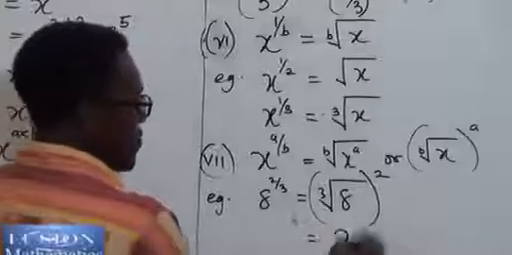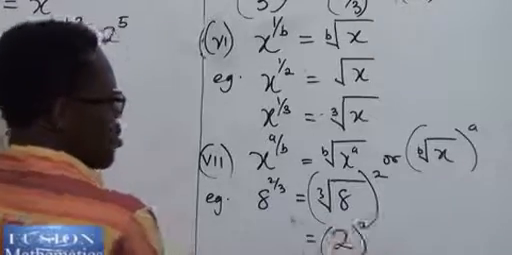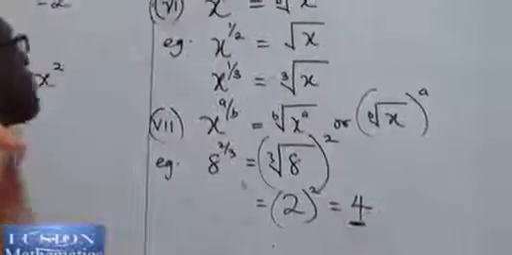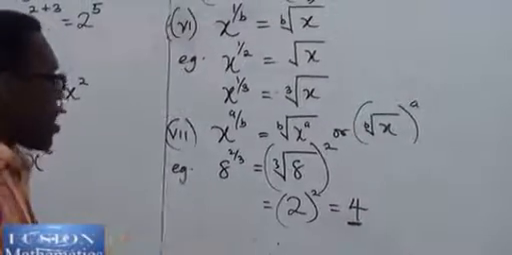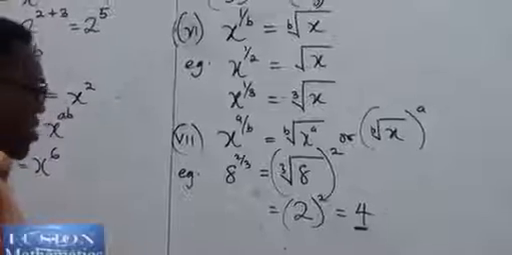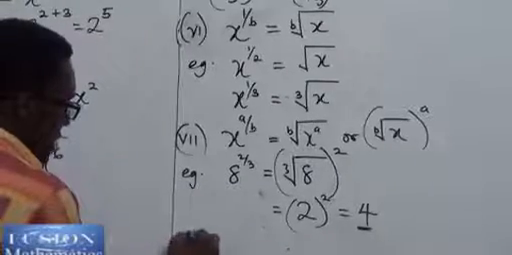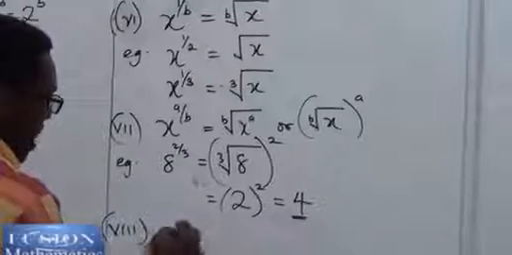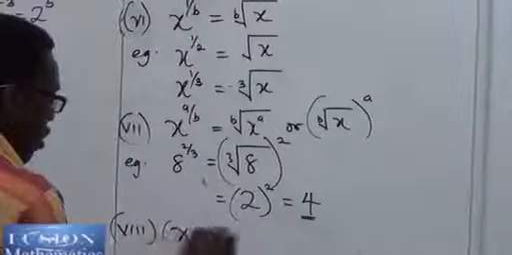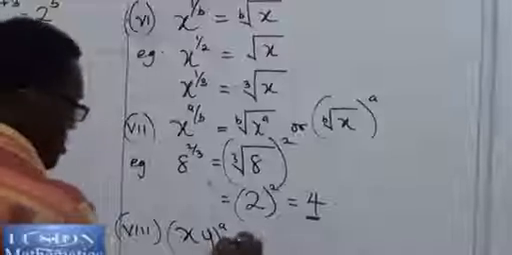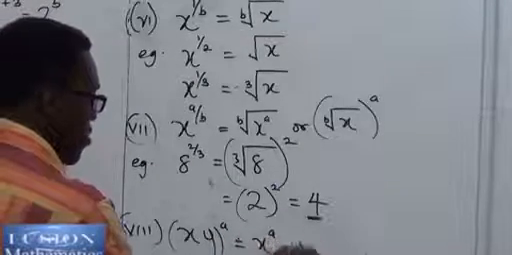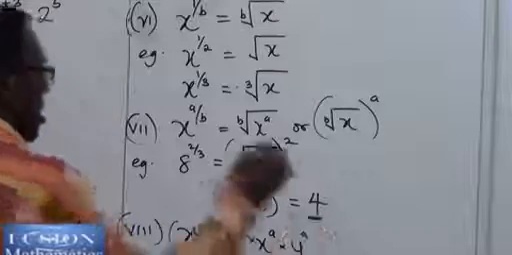So this will be 2, but the power is still there, so it will give us 2 raised to the power 2, which is what? 4. Now, an additional law we add to make work easy, we have an 8th law. And this one, if we have (xy) all raised to the power a, this is the same thing as x raised to the power a multiplied by y raised to the power a.